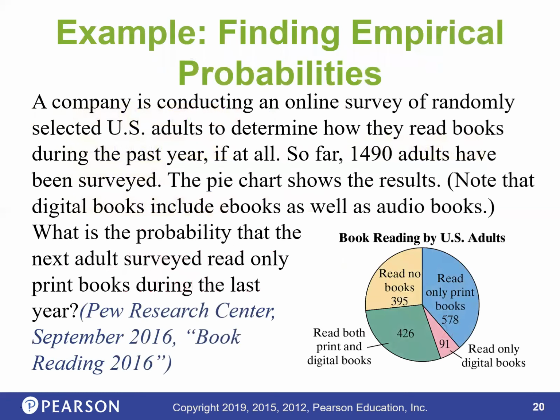So a company is conducting an online survey. The company wants to know about selected U.S. adults, to determine how they read books during the past year. We have 1,490 adults who have been surveyed, and the pie chart shows the results. Note that digital books include ebooks as well as audiobooks. So a person listening to it, or some kind of digital device to read their books. What's the probability that the next adult surveyed read only printed books during the last year?